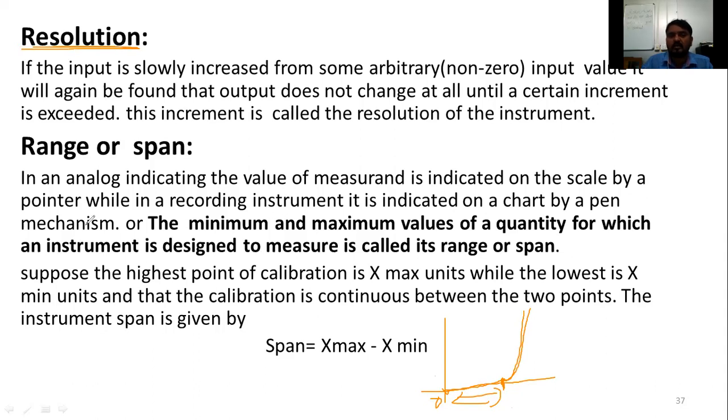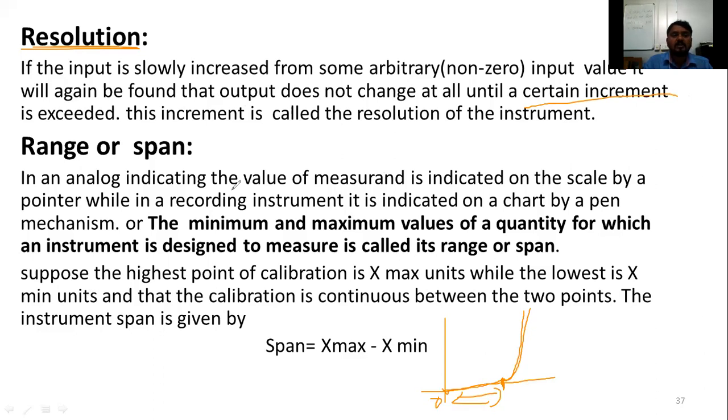Resolution. We are going to call that one resolution. If the input is slowly increased from some arbitrary input value, it will again be found that the output does not change at all until a certain increment, until a certain value is exceeded. Now, this increment is called the resolution of the instrument. We are going to call that the resolution of the instrument.